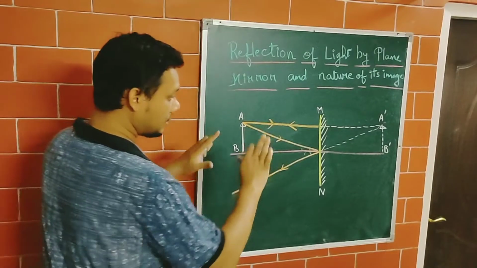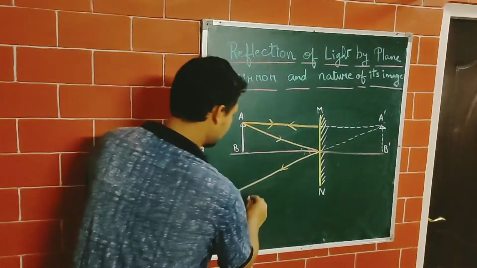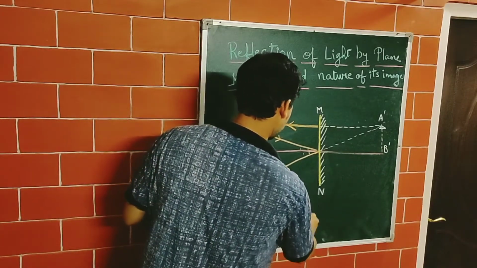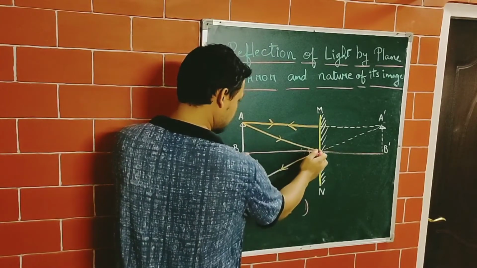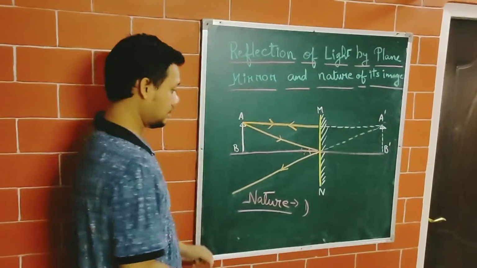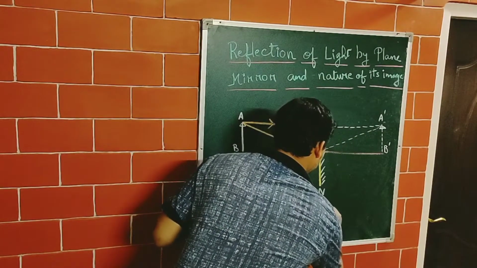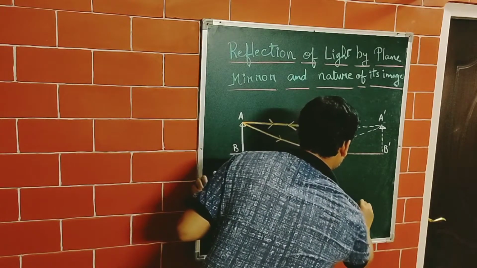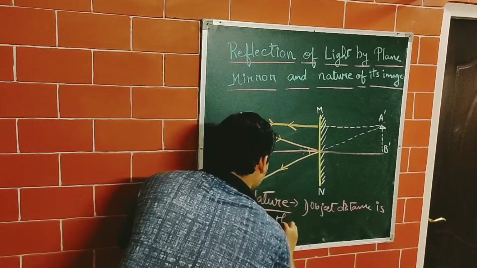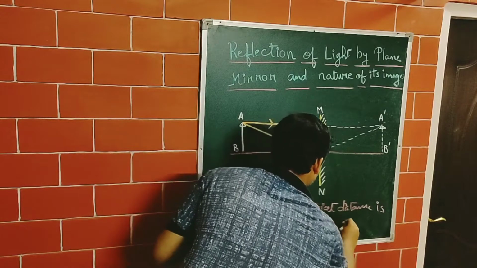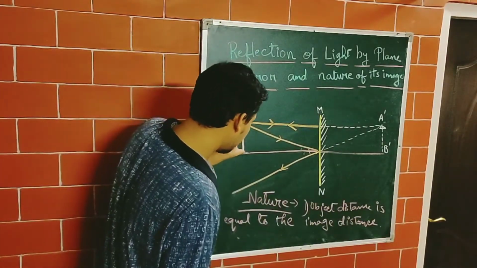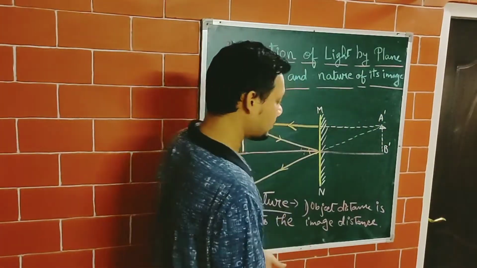So what are the natures? We will see this diagram and try to write the nature of the plane mirror image. Number one, the object distance from the mirror and the image distance from the mirror are the same. That means object distance is equal to image distance. The size of the object is equal to the size of the image. So that will be the second point.